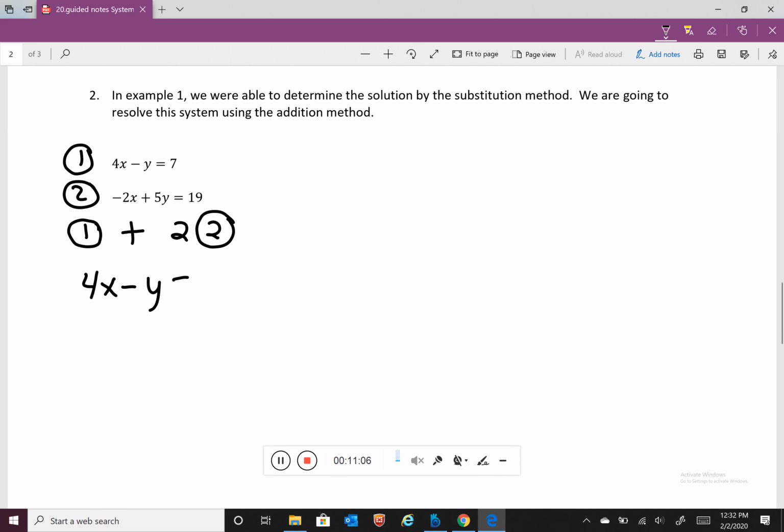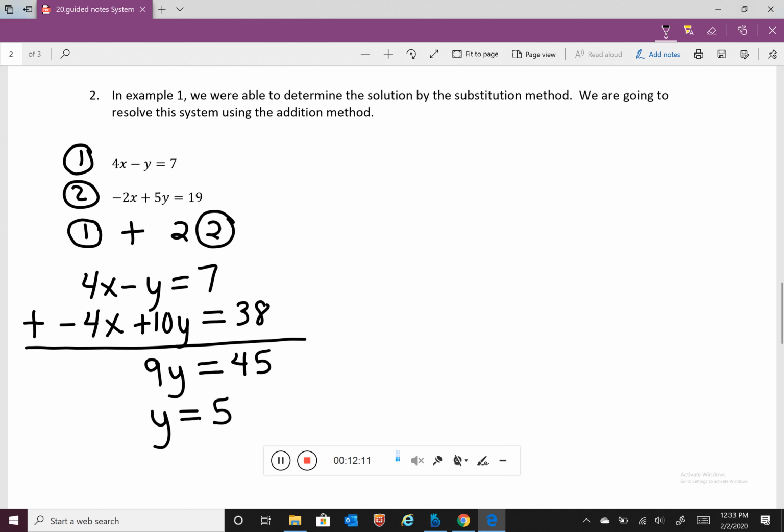So this gives us 0x. I'm not going to write that. The y terms do not cancel. We're going to see an example in class of what happens if the y's cancel also. Negative y plus 10y gives us 9y, and 7 plus 38 gives us 45, and dividing, we have y equals 5. And now I can back substitute.